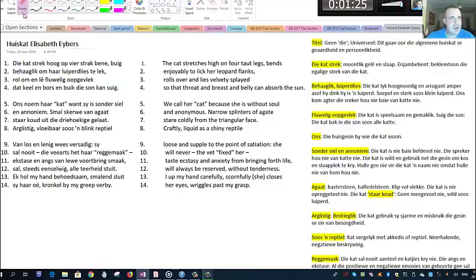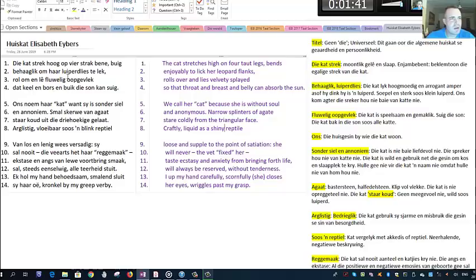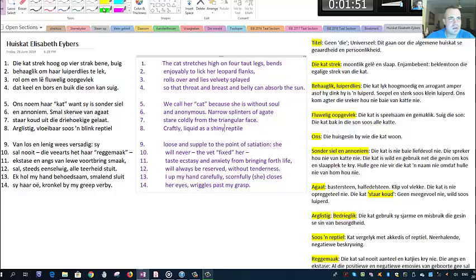Let's just look at the translation first, just to get a good feel for what's going on here before we look at these notes. Die kat strek hoog op vier strak bene. Okay, so the cat is stretching high on four stiff, straight, taut legs. Okay. So this cat's waking up or something and now stretching.